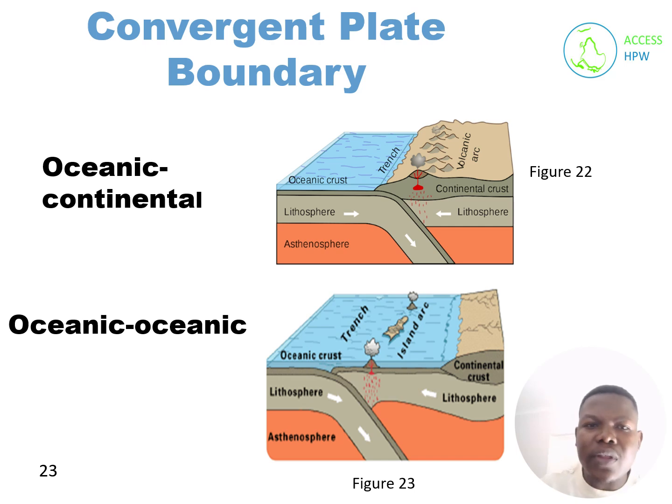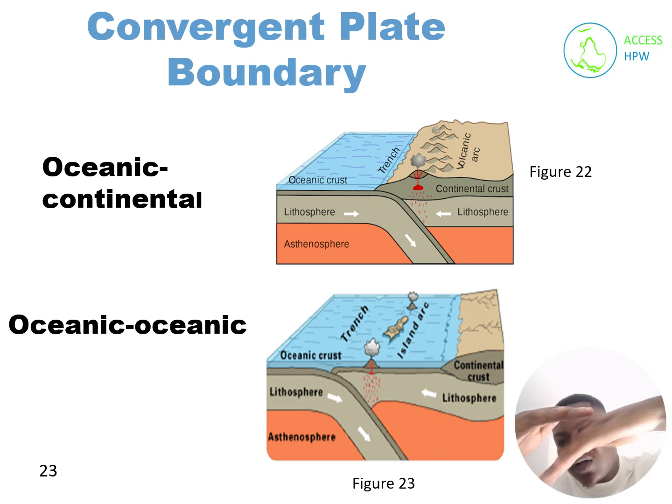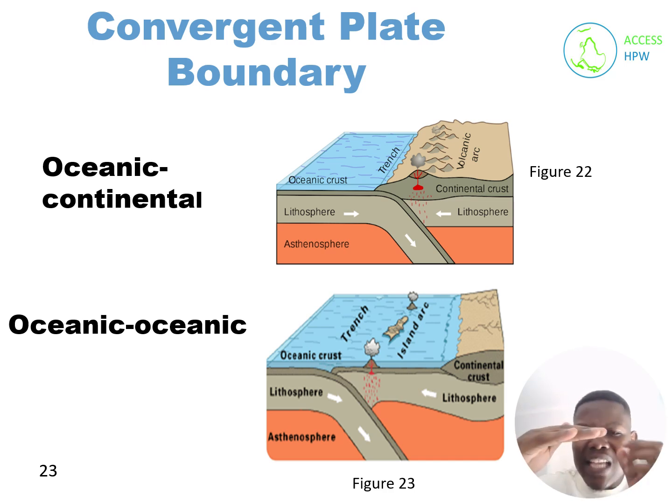So let's start with convergent plate boundaries. Here we have three types. The first one being oceanic continental. This happens when the ocean moves towards the land. But because the ocean is cold and more dense, when they meet, the ocean does what? It sinks because it's colder, right? Whenever this happens, a little bit of the magma is able to escape to the surface, like you can see there in figure 22.